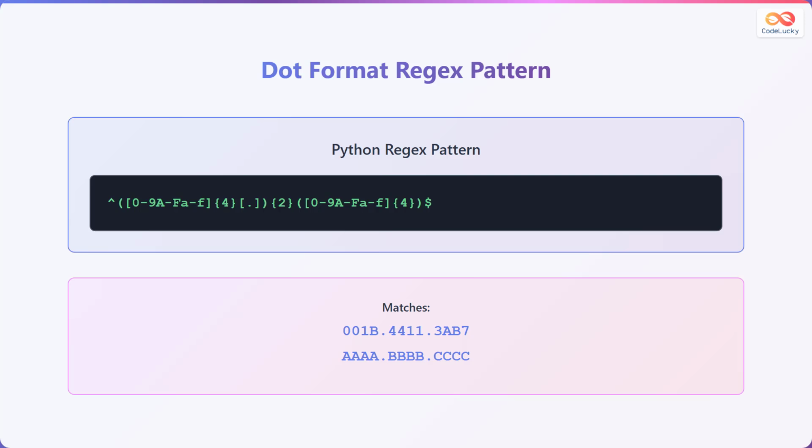Here's a regular expression pattern to validate the dot format of a media access control address. This is a Python regular expression pattern. Start with a caret symbol, followed by an opening parenthesis, 0 to 9, A to F, a to f. Here, the hexadecimal characters are represented by A to F in both uppercase and lowercase. This is followed by curly brace 4 close curly brace, then a dot, then close parenthesis, curly brace 2, close curly brace, opening parenthesis, 0 to 9, A to F, curly brace 4 close curly brace, close parenthesis, and a $ sign.